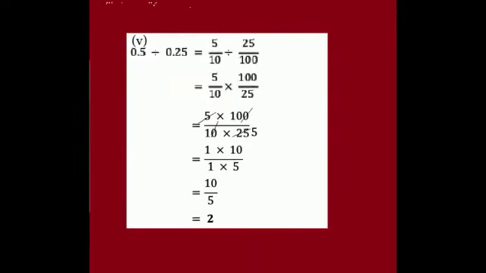Fifth subdivision, 0.5 divided by 0.25. 0.5 will be written as 5 by 10 and 0.25 will be written as 25 by 100. Now 5 by 10 divided by 25 by 100, which is equal to 5 by 10 into 100 by 25. Now on cross cancellation of 5 and 25, we got 5 ones are 5 and 5 5s are 25. Then again on cross cancellation of 10 and 100, 0 and 0 get cancelled. Now it becomes 1 into 10 divided by 1 into 5, which is equal to 10 by 5. So the answer is 2.